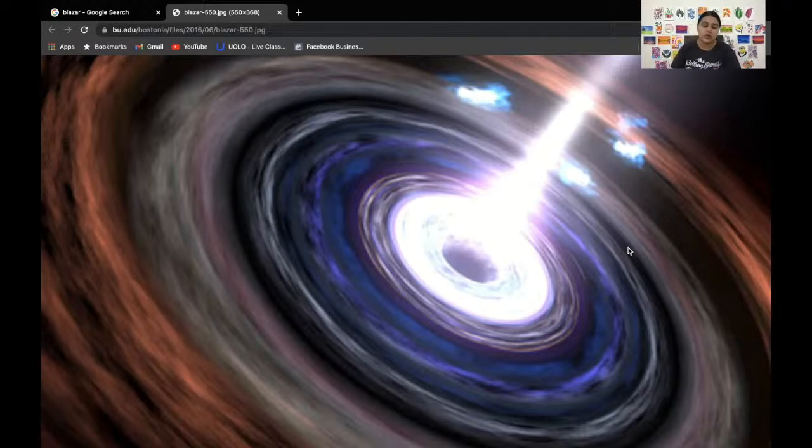If you look at the composition of a blazar, it normally looks like a circular spiral thing like this, with a center nucleus, which is the black hole, with a lot of light coming out on either side.